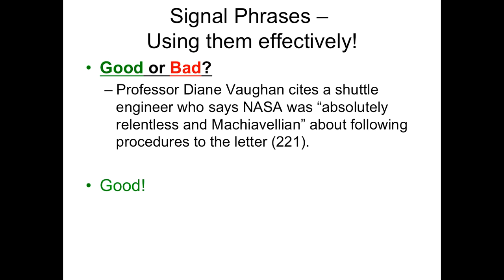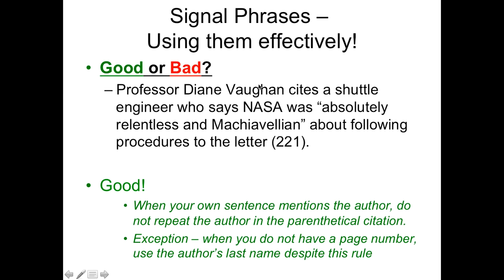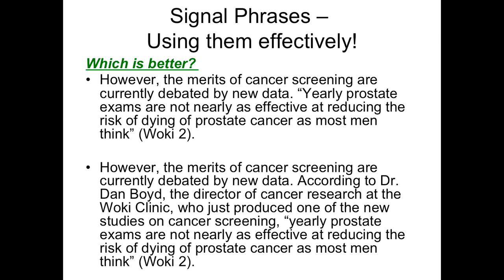So notice we've integrated our author into the beginning, and we've identified who she is. And then since we've used her name in the sentence, we would only have to include the page number in the parentheses. If we don't have a page number, I would still like us to include the author's last name in the parentheses. However, just in case, this is a good way to go about it. Now, which is better? Looking at the first bullet or the second bullet, which one do you think would be the better way of using signal phrases in your paper?